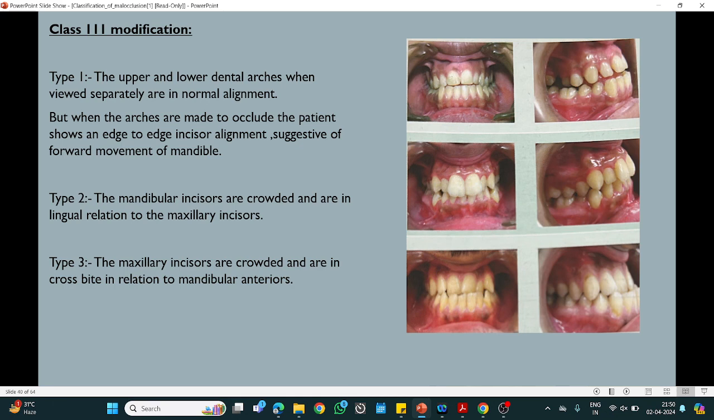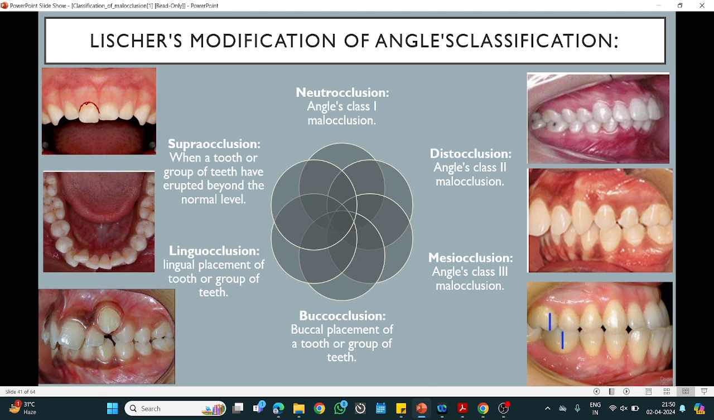Dewey's modifications in Angle's class 3 are of three types. In type 1, the upper and lower dental arches, when viewed separately, are in normal alignment, but when the arches are made to occlude, the patient shows an edge-to-edge incisor alignment. Type 2 involves the mandibular incisors being crowded and in lingual relation to the maxillary incisors. Type 3 is where the maxillary incisors are crowded and are in crossbite in relationship to the mandibular incisors.